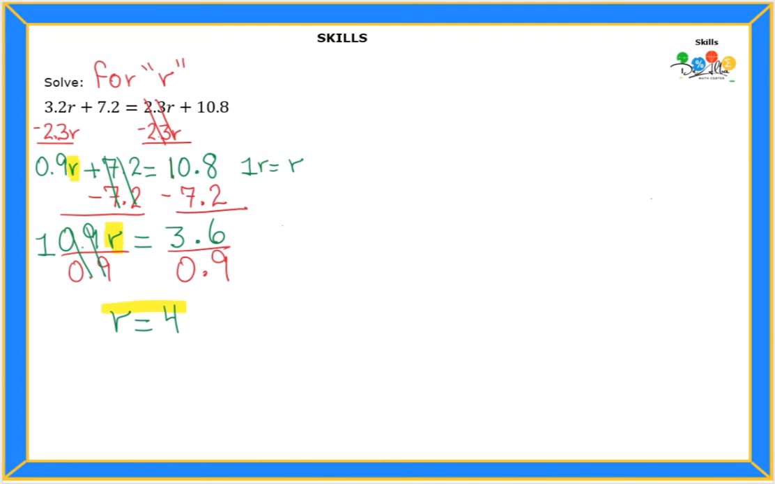So I got the value for r already, which is right here. Okay? So remember, this is very important for us to know. We don't need to write down the 1 if we don't want to. And no, we're not done. Guess what we're going to do? Of course, we're going to check, right?